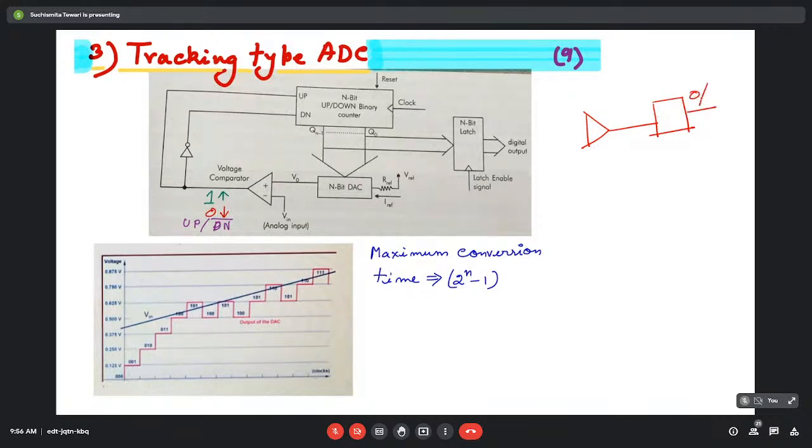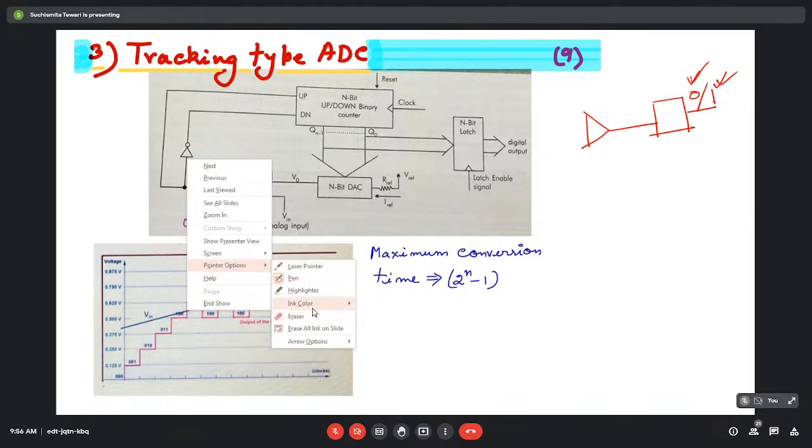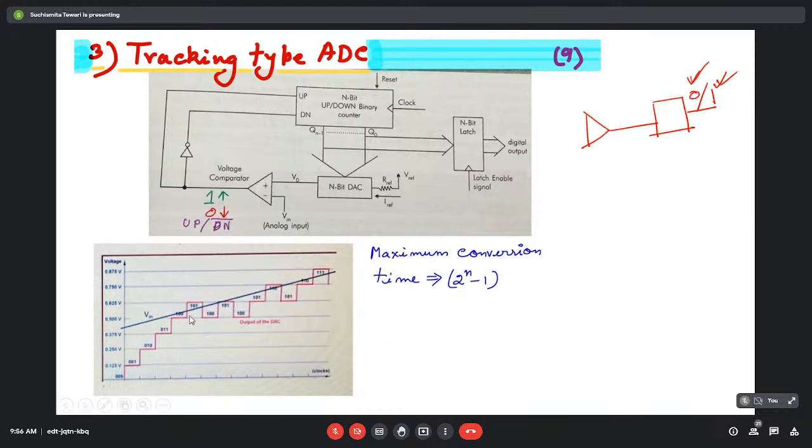The output 0 or 1 will have some kind of significance. That is, when the output is 0, it will down count, and when the output is 1, it will up count. So when it is tracking for the first time, as you can see over here, it has tracked this V input at this particular voltage, at this particular point, at this particular clock pulse.